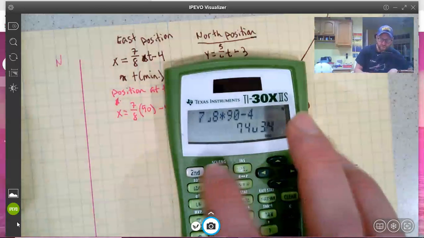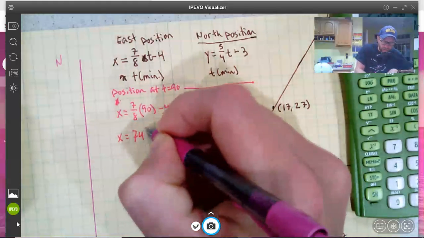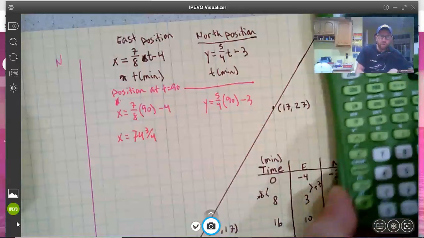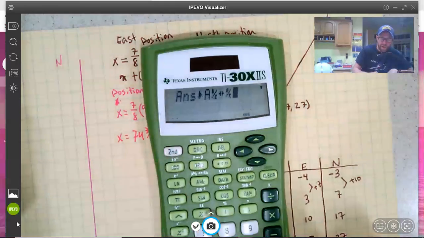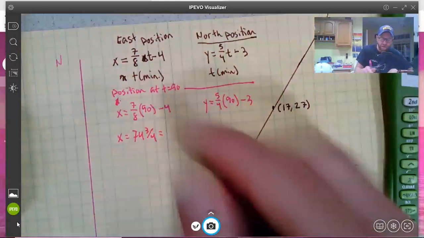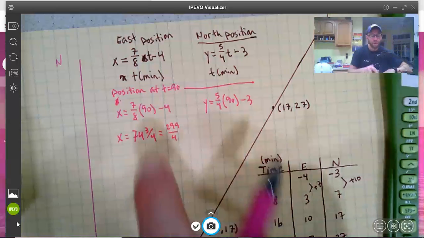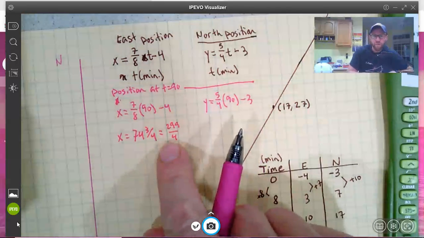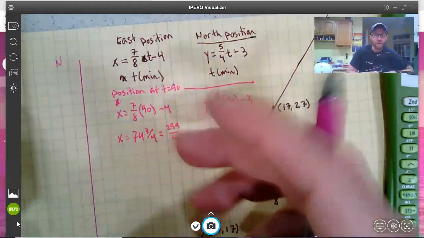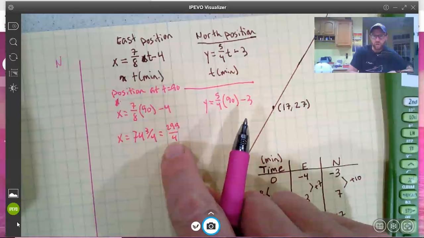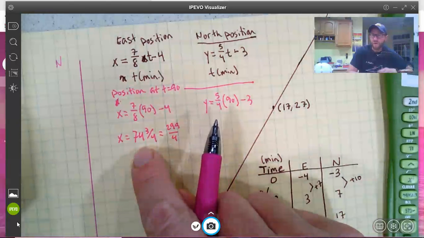Let's see. That's x equals 74 3/4, which I'm also going to put down second ABC, enter, that's 299/4. And the reason why I'm doing both a mixed number and an improper fraction is because the improper fraction is typically easier to deal with if you have to put it into another equation. Mathematically, it's easier to work with improper fractions, but mixed numbers are usually easier to understand. 74 3/4 kind of makes more sense.